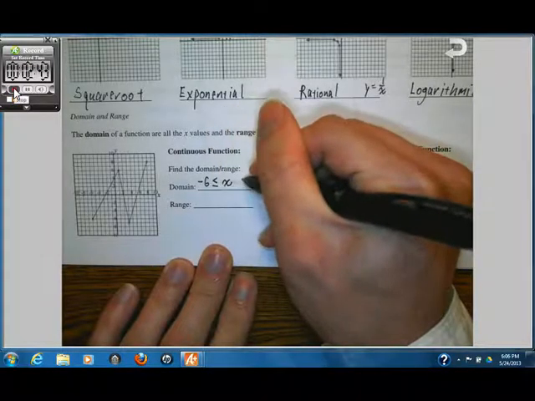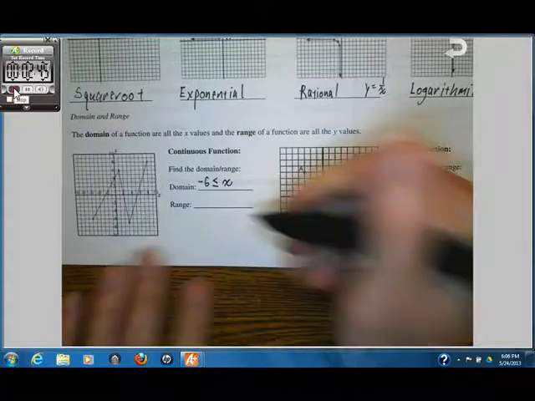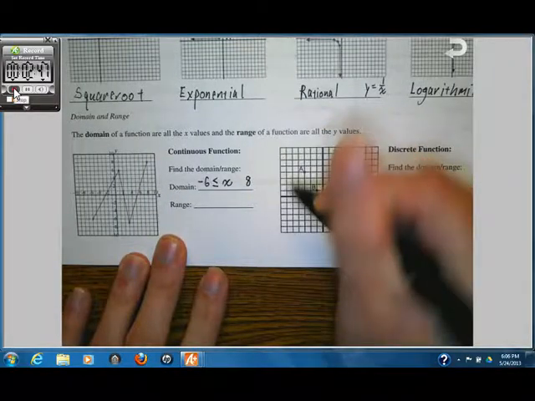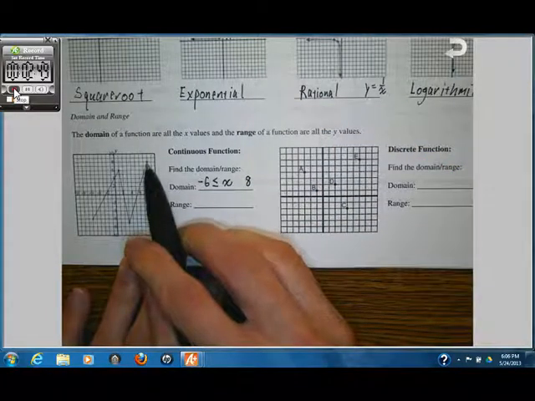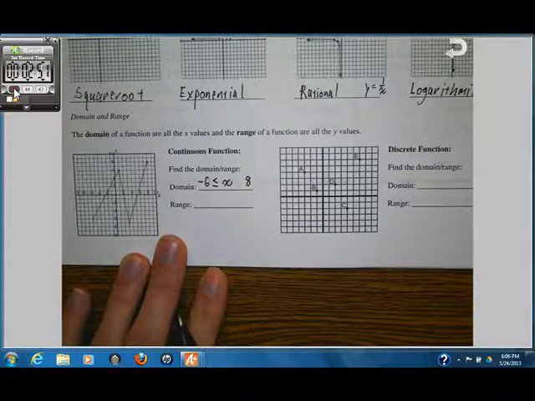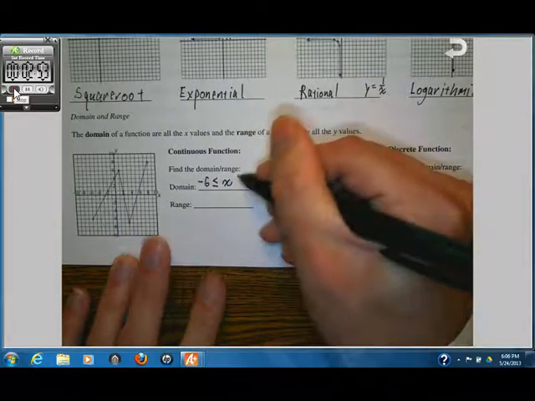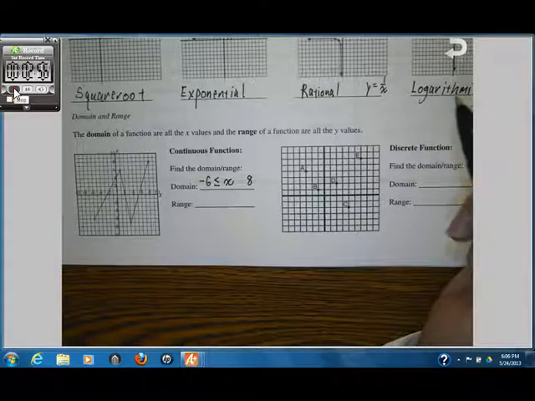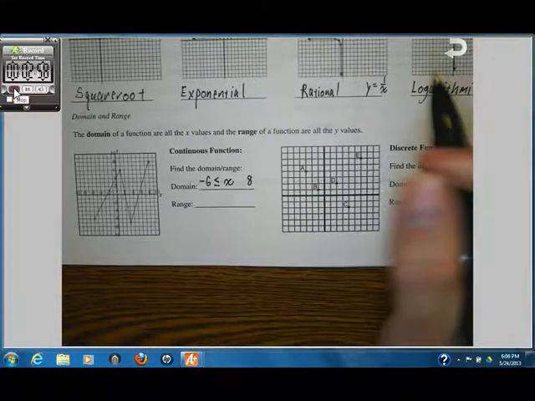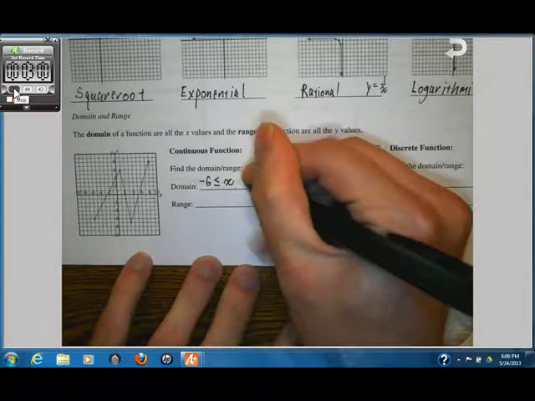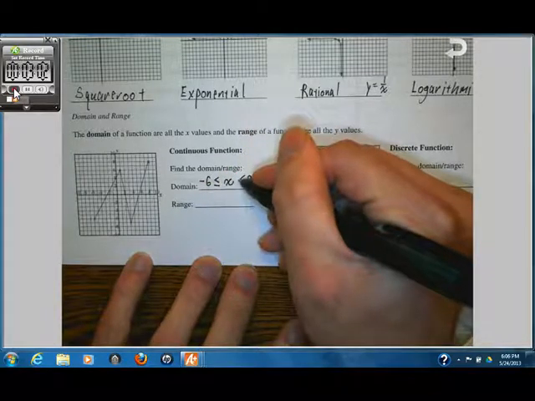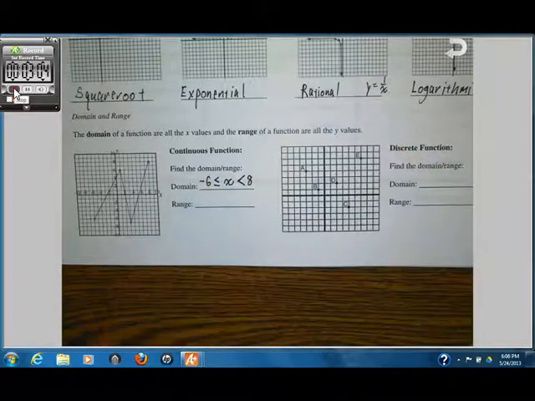Now, it's kind of hard to see on the camera, but if you look closely, this is an open circle right here. You'd have to see it on the paper to see it as a certainty. And so since the circle is open, that point at 8 is not defined. And so we say that the domain is -6 less than or equal to x less than 8. Because this dot is closed, we have the equal bar. Because this dot is open, we do not.